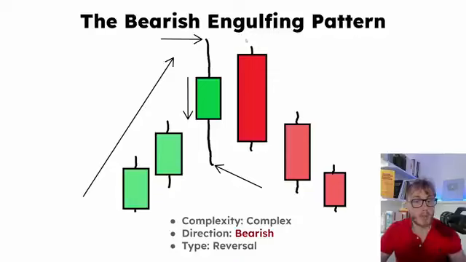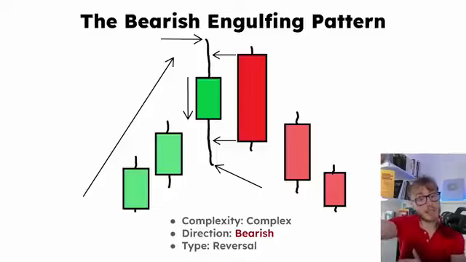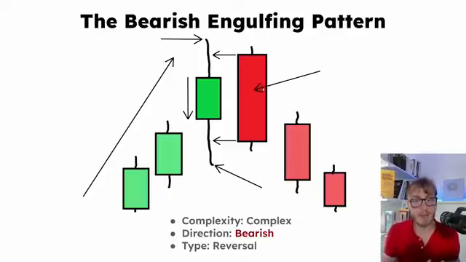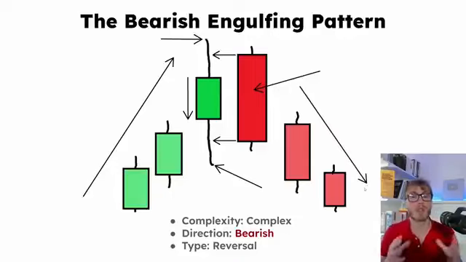And even more importantly, what we want to see for the bearish engulfing is that the red candle opens above the body of the green candle and closes below the body of the green candle. So in this case, even though the wicks are above and below the real body of the red candle, this is still a bearish engulfing pattern. And when the candle closes, the pattern is confirmed and it indicates a reversal to the downside.